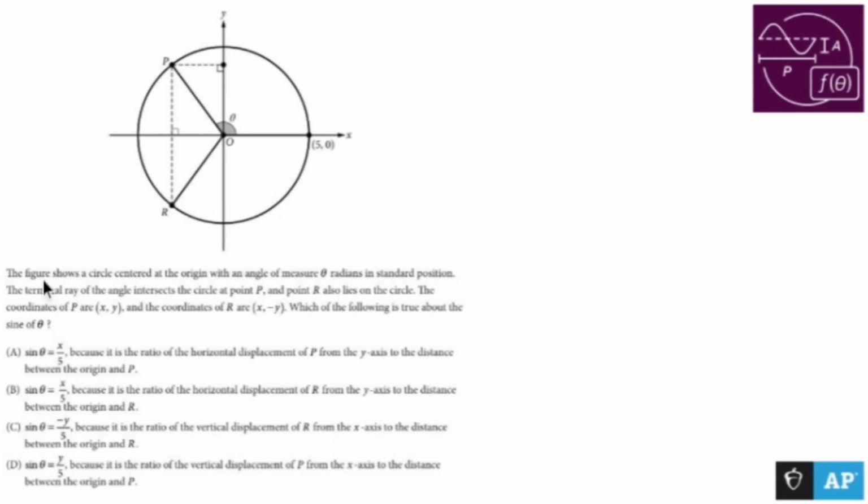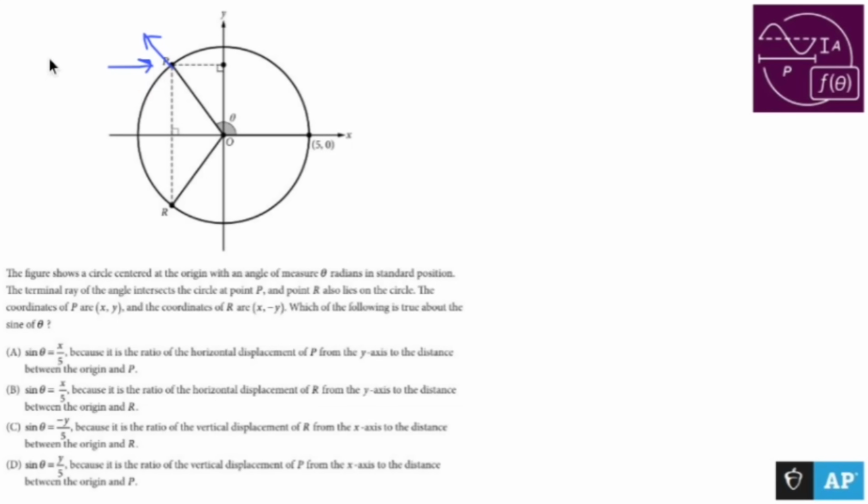Ooh, squint your eyes. The figure shows a circle centered around the origin with an angle of measure theta radians in standard position. The terminal ray of the angle, which means, well, you'll see, intersects the circle at point P, so that's my terminal ray, and point R also lies on the circle right there. The coordinates of P are (x, y). The coordinates of R are (x, negative y). Which of the following is true about the sine of theta?